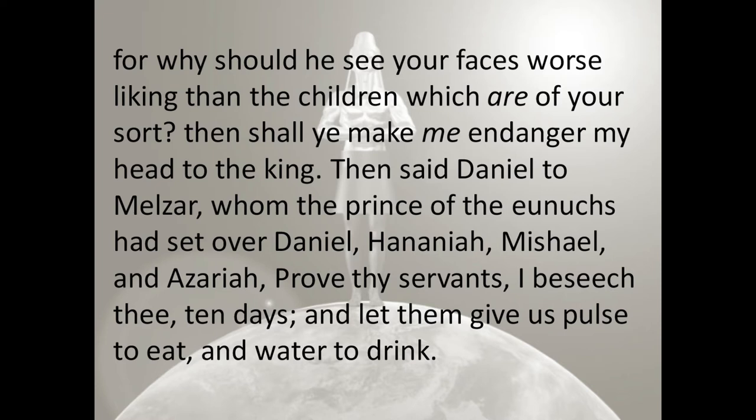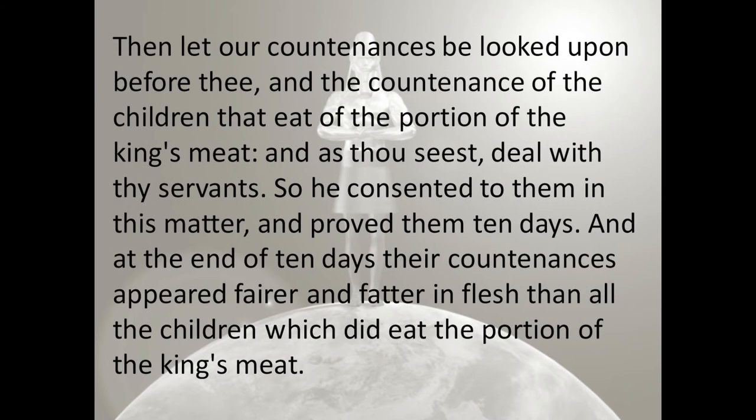So verse 11: "Daniel said to Melzar, whom the prince of the eunuchs had set over Daniel, Hananiah, Mishael, and Azariah." Verse 12: "Prove thy servants, I beseech thee, ten days, and let them give us pulse," kind of like grits or oatmeal. "Give us pulse to eat and water to drink." Verse 13: "Then let our countenance be looked upon before thee, and the countenance of the children that eat of the portion of the king's meat, and as thou seest, deal with thy servants."